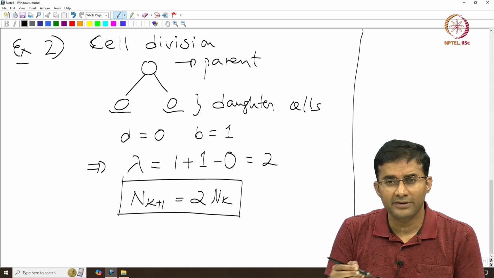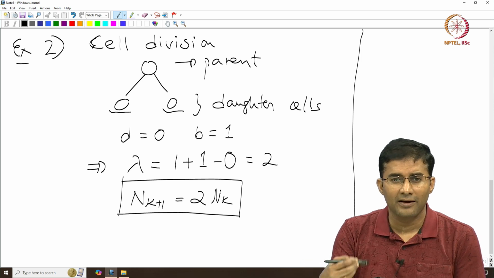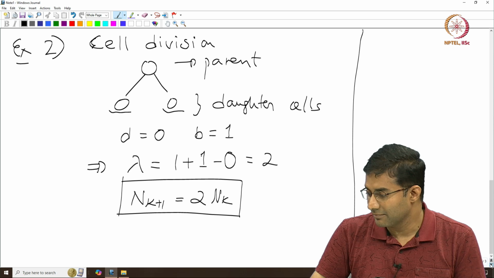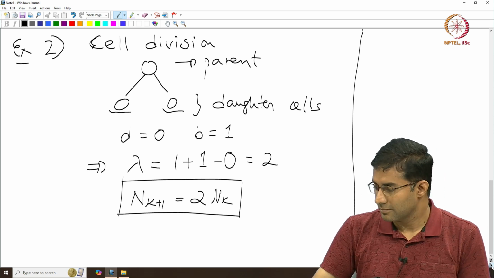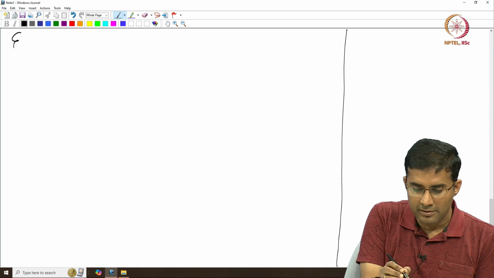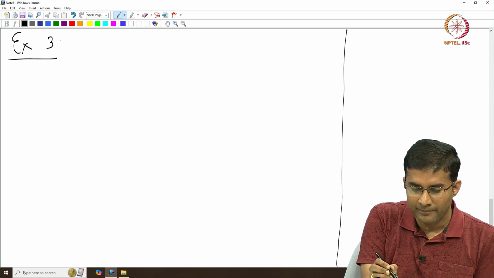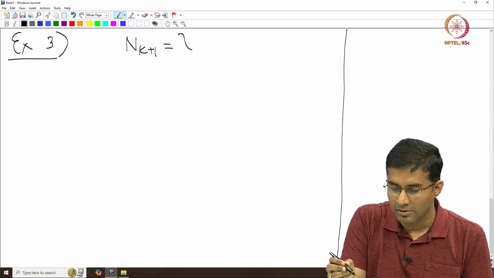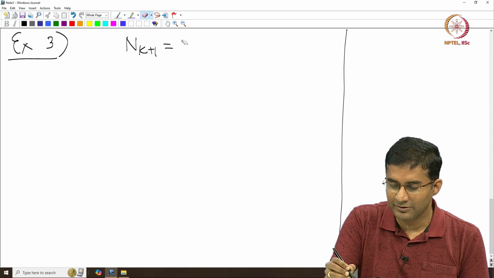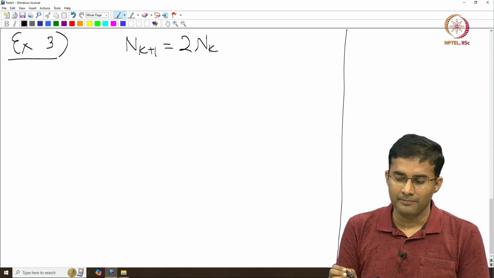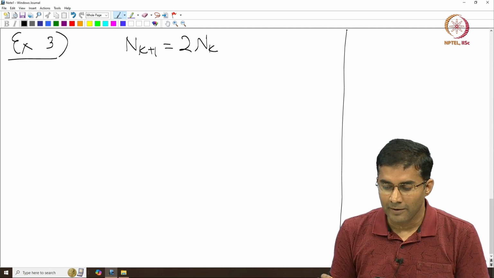Okay. Now, let us use this formula in the next examples to see how populations change over time. So, example 3, let us use this formula. So, remember that lambda is equal to 2. So, therefore, I could write this as 2 power k times N0, or 2 Nk. Okay.